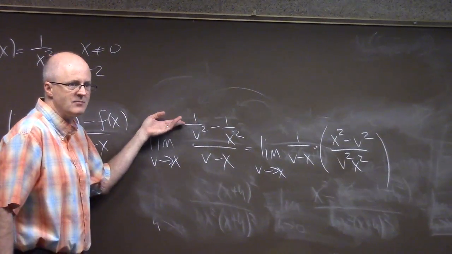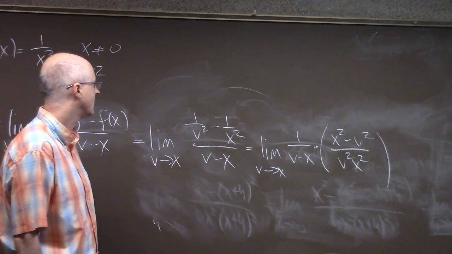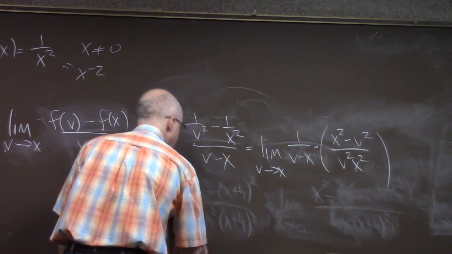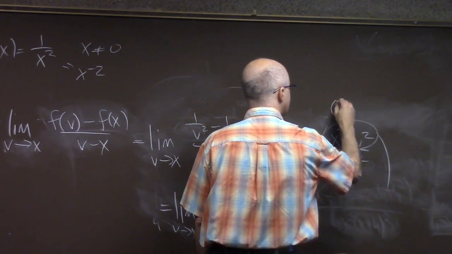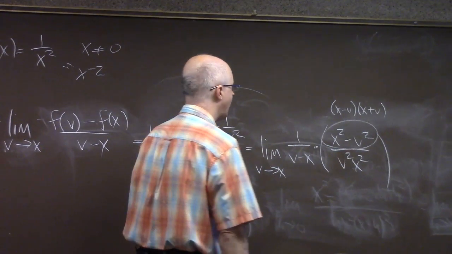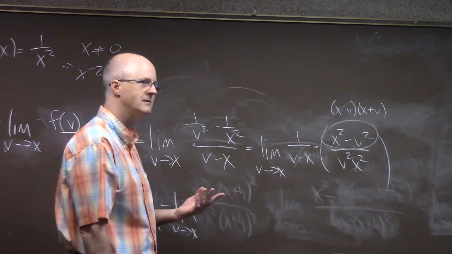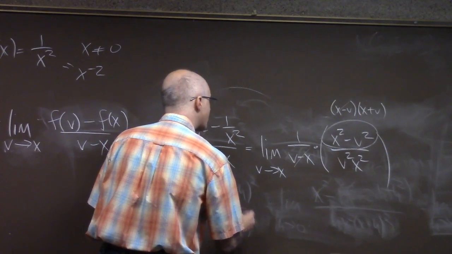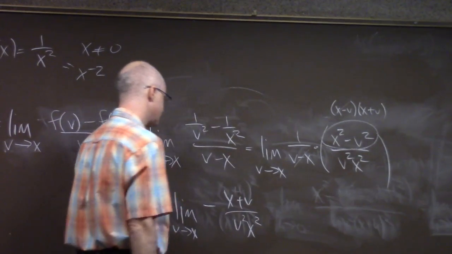So all I did there was just subtract the fractions. I got the common denominator of v squared times x squared. Turns out you can factor the top: x minus v times x plus v. And that x minus v is going to divide out with the v minus x, except it won't leave you with a 1, it'll leave you with a negative 1. That's where the negative sign comes from. So we get negative x plus v over v squared x squared after cancellation.